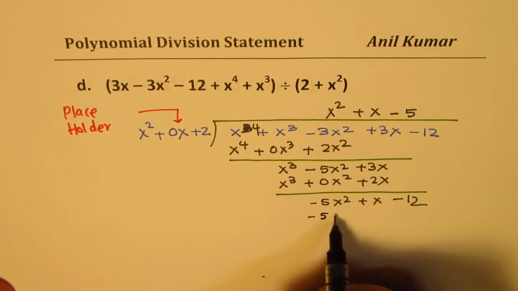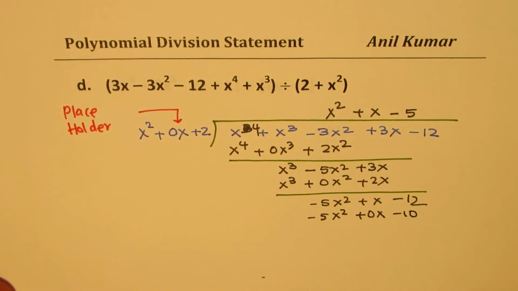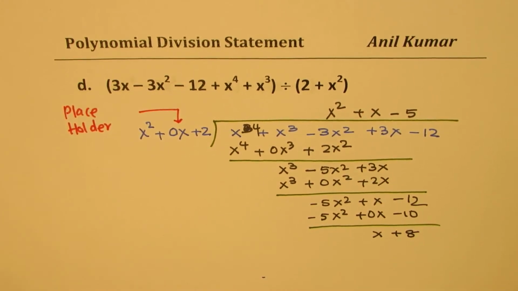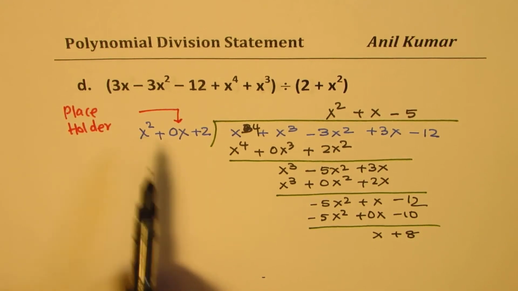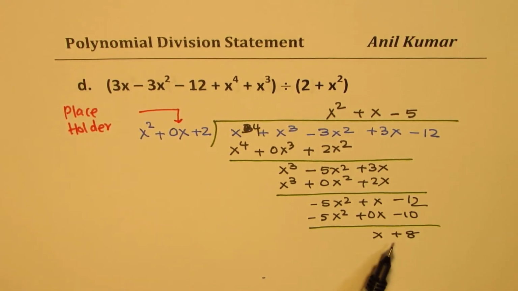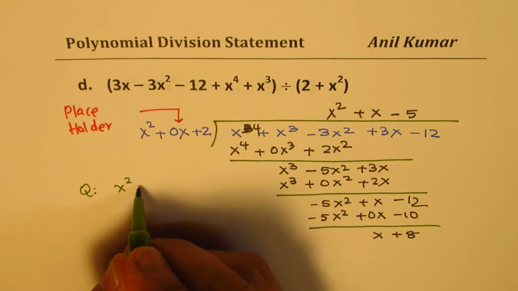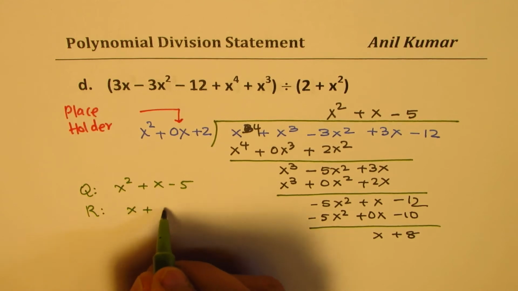So we get minus 5x squared plus 0x, and this will be minus 10. Subtracting, we get our remainder as x plus 8. We cannot divide further. You will notice that when the divisor is of degree 2, then the remainder will be of degree 1 or a constant or a 0, right? 0 is also a constant. Correct? So in this particular case, what is our quotient? Well, the quotient here is x squared plus x minus 5, and the remainder r is x plus 8, right?